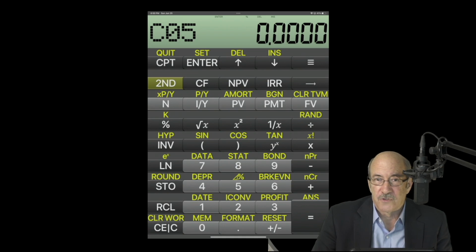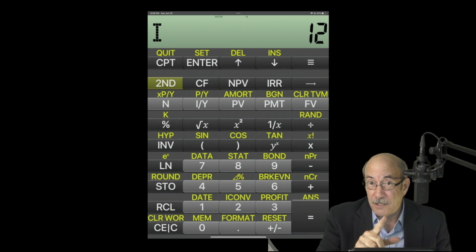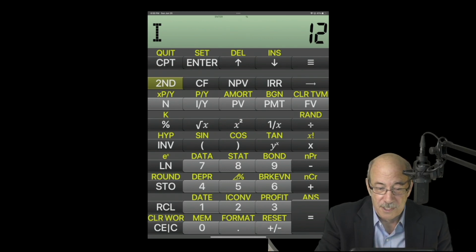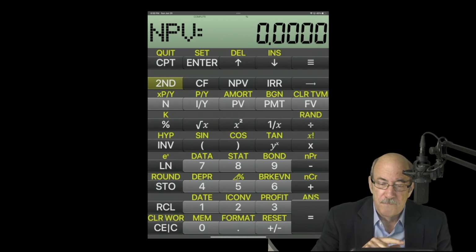Now, the next trick is always weird. I don't understand why they did it this way, but we're stuck with it. The next thing you do is hit the NPV button. It brings up I, the rate we want all of these cash flows discounted at. In our case, we're talking about 12%. And again, don't forget, hit the enter key.